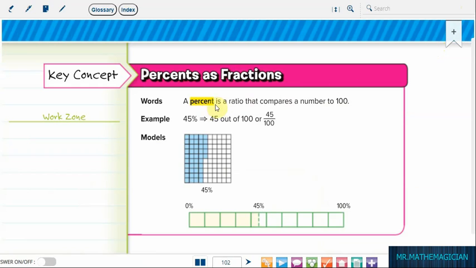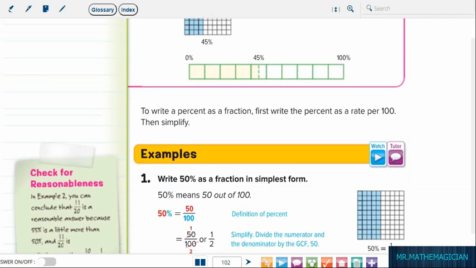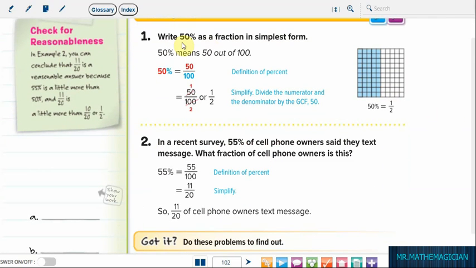A percent is a ratio that compares a number to 100. For example, 45% means 45 out of 100, or 45 over 100. It means if we have a 100 square grid like this one, we will shade 45 squares. So 10, 20, 30, 45. This means 45%.